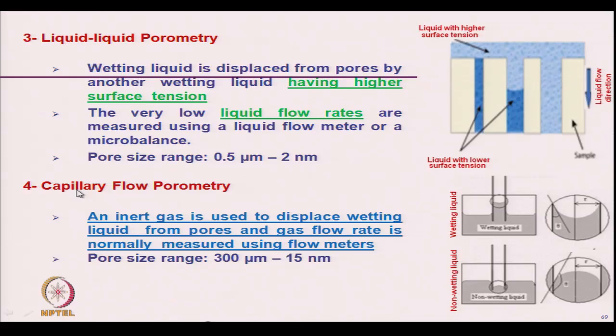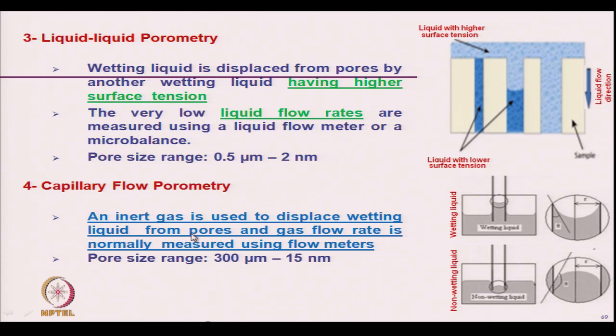The pore size range here is 0.5 micron to 2 micron. Within that range we can measure the pore size. And the next technique is capillary flow porometry. Here we use the capillary principle.